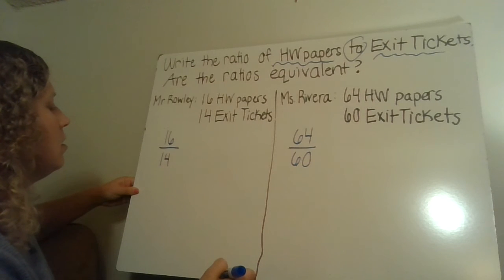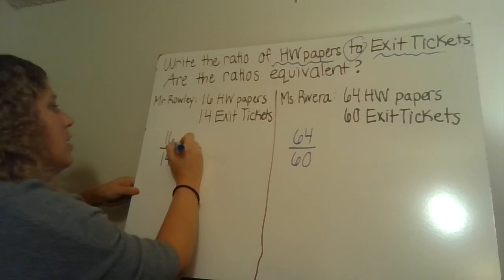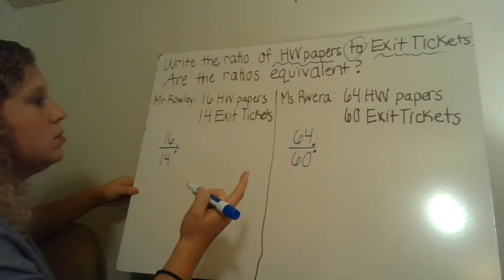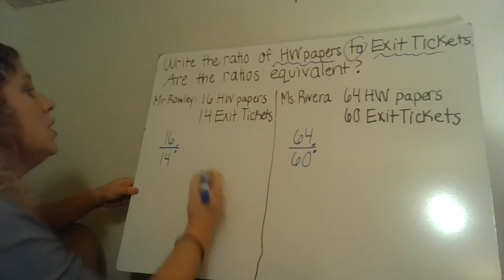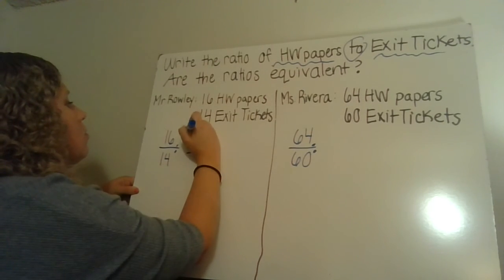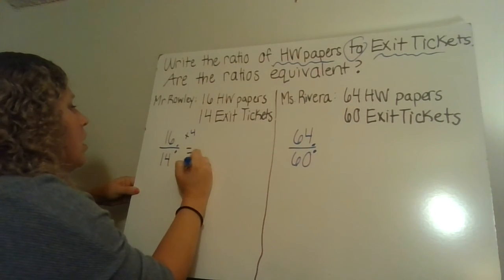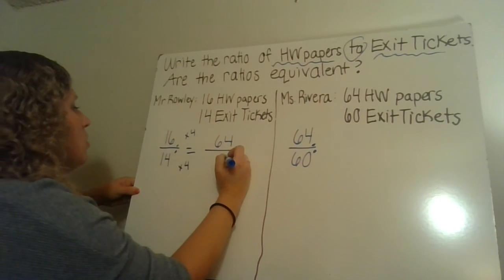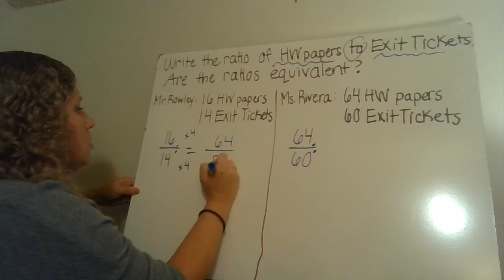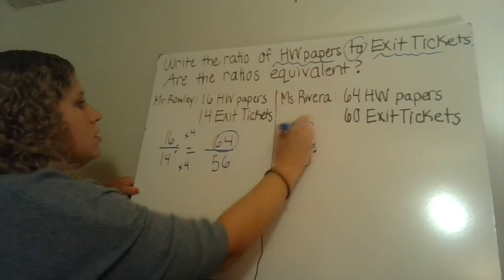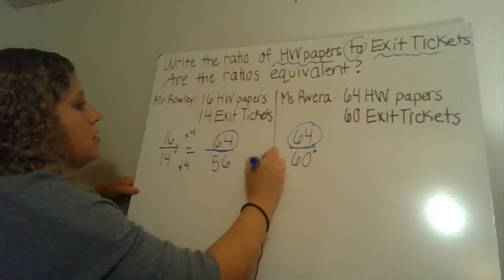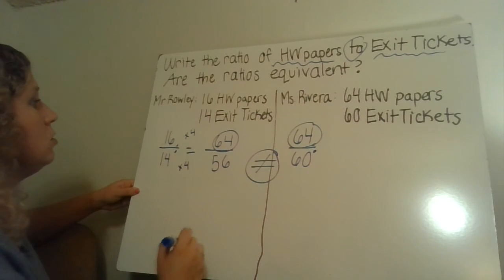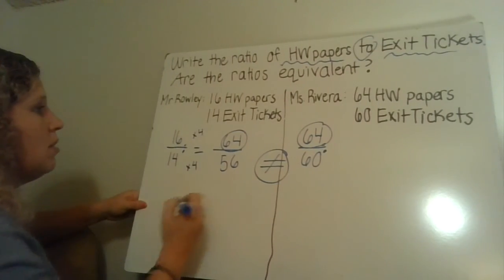Now there's two ways that we can do this. We can divide, or I can see if they have equivalent ratios. Now I just so happen to know that if I multiply 16 by 4, I'm going to get 64. When I multiply 14 by 4, I get 56. So because their numerators are the same and their denominators are not the same, I know that these are not equal.